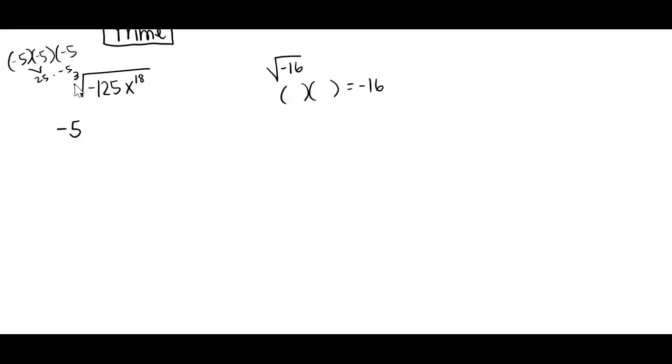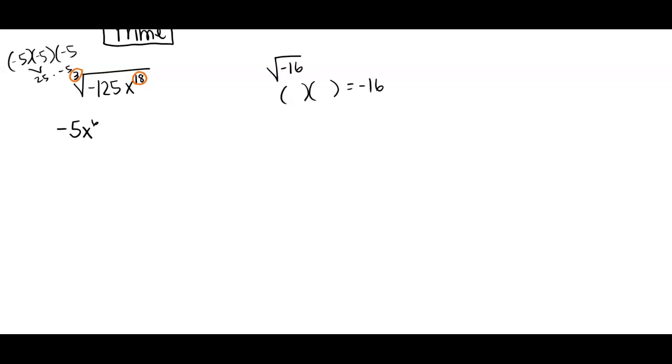What about my x to the 18th? So we take what our index is here, that's that 3, since it's a cubed root, and we're going to divide the power by it. So we're doing 18 divided by 3, which is what? 6. So that means x to the 6th power gets to come out, because this is telling us how many groups we get to take out.